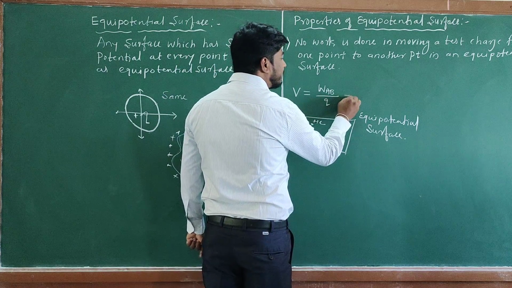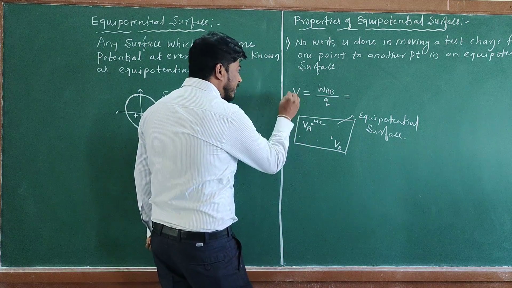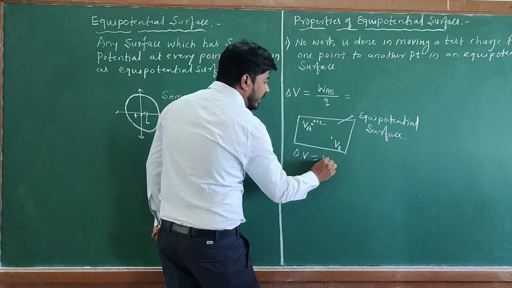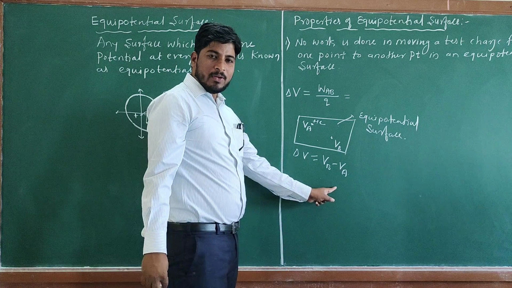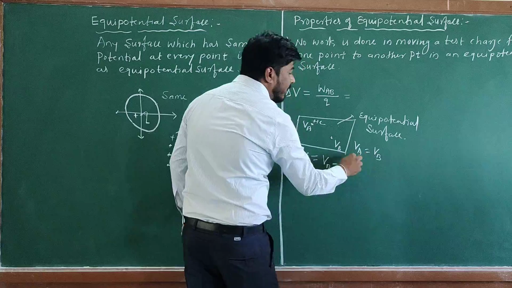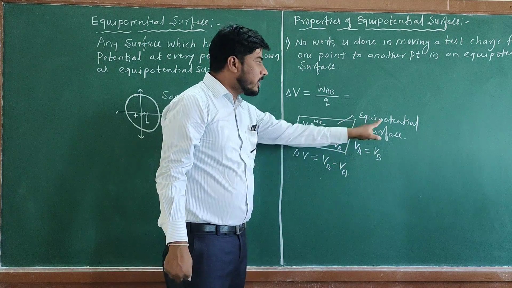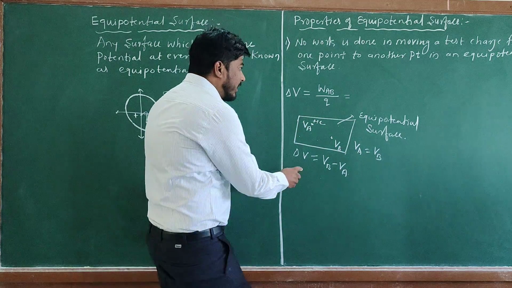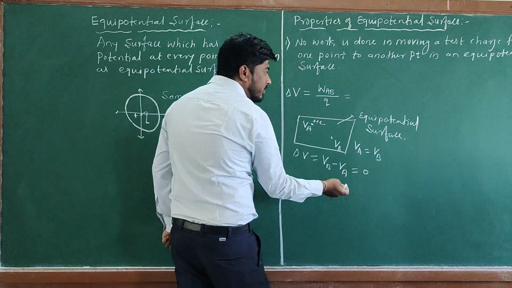This is nothing but W upon q. So you can write that this potential difference delta V can be written as VB minus VA. Here VA is equal to VB, because the potential at A is equal to the potential at B, because it is the equipotential surface. At every point I will get the same potential. So delta V is equal to what now? If VB is equal to VA, then this must be equal to 0.